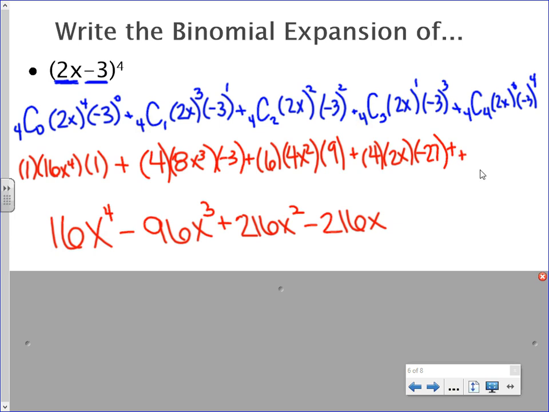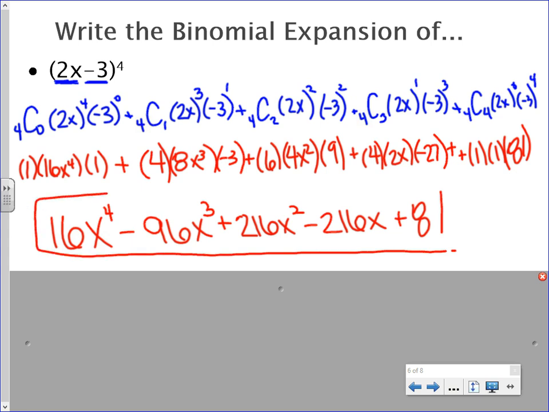And then we have 4 combinations of 4, which is 1, 2x to the 0, which is 1, and negative 3 to the fourth is a positive 81. Please be careful with that. And there is our binomial expansion. It's exciting, right? We didn't have to multiply any binomials together. Questions?